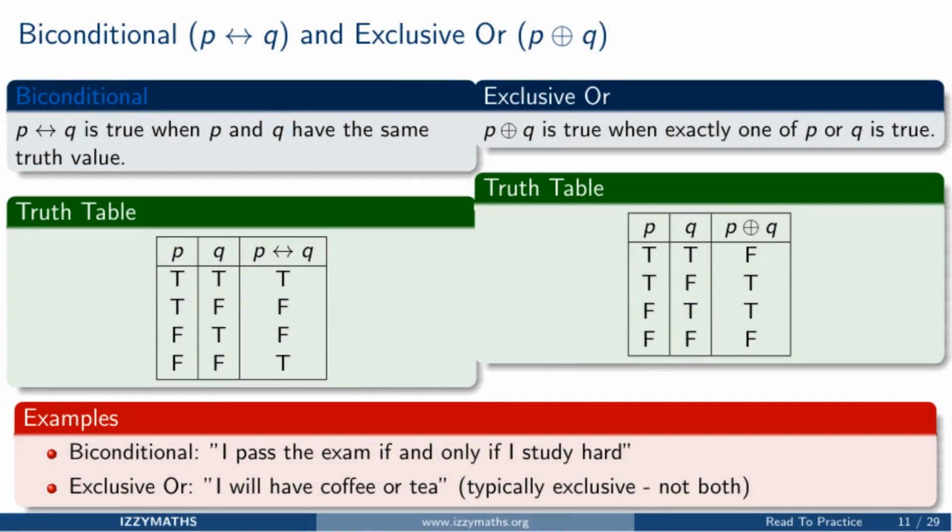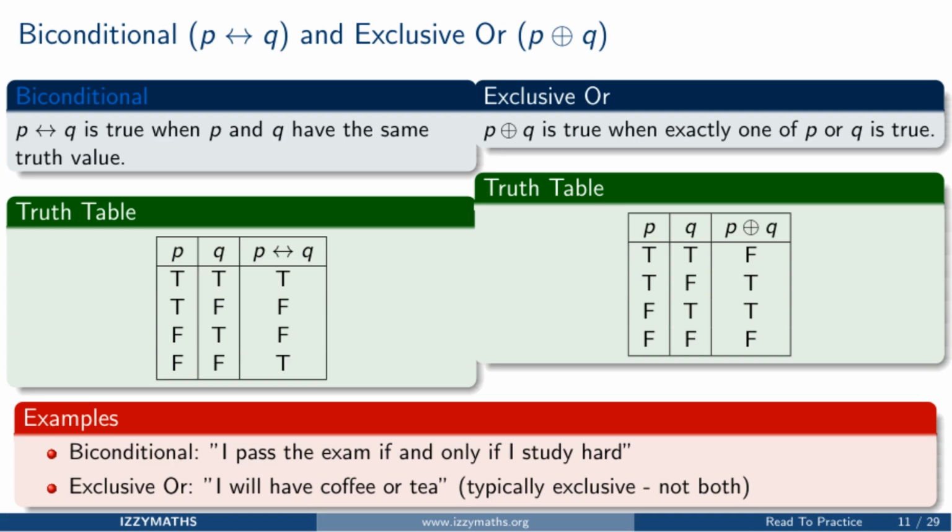Let's examine 2 more important connectives. The biconditional P if and only if Q is true when P and Q have the same truth value. Looking at the truth table, it's true when both are true or both are false, and false when they have different truth values. Exclusive or, P exclusive or Q, is true when exactly one of P or Q is true, but not both. Its truth table shows it's false when both are true or both are false, and true when exactly one is true.